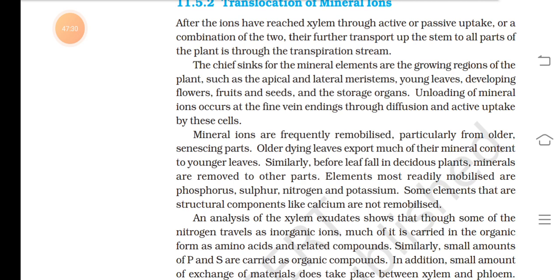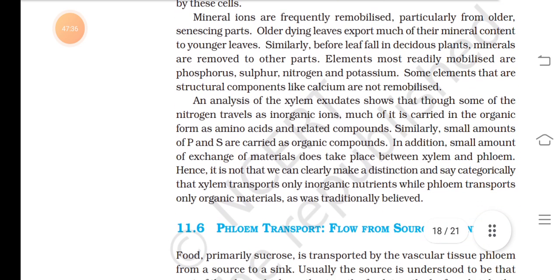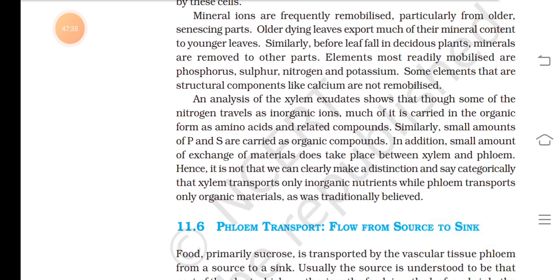Mineral ions are frequently remobilized, particularly from older senescing parts. Older dying leaves export much of their mineral content to younger leaves. Similarly, before leaf fall in deciduous plants, minerals are removed to other parts. Elements most readily mobilized are phosphorus, sulfur, nitrogen, and potassium. Some elements that are structural components, like calcium, are not remobilized.